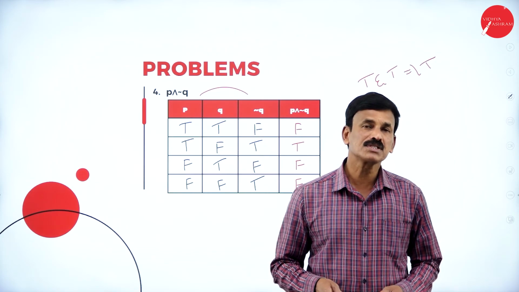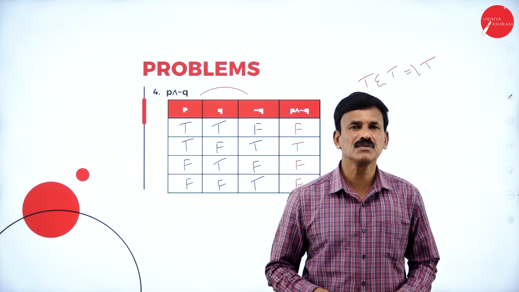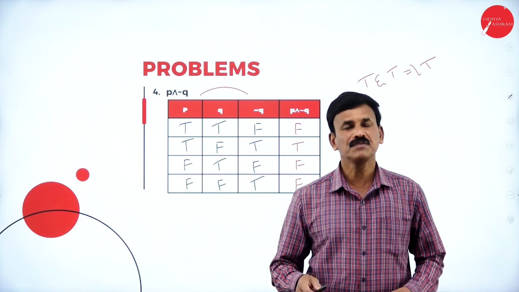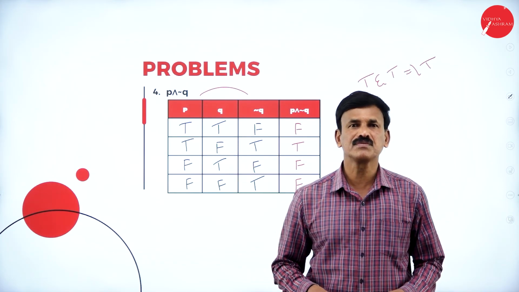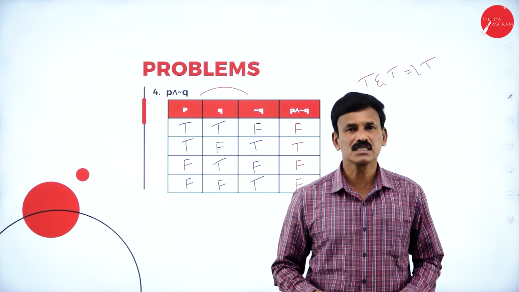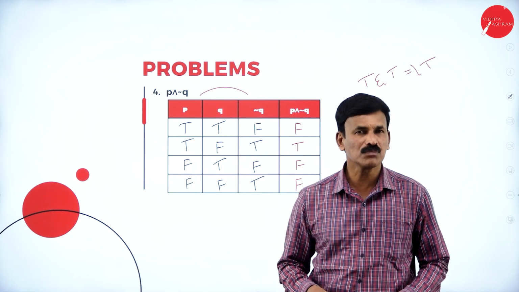These are a few examples to construct the truth table for the given compound proposition. So definitely you will get one 5 marks question and one 8 marks question from this concept. So practice this. This is a very, very easy and simple concept.